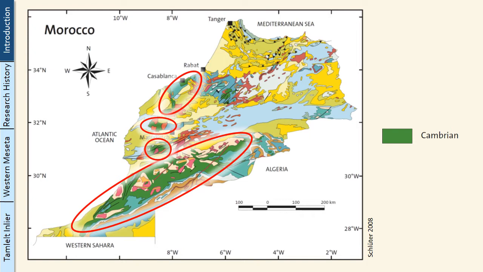I will do this by means of a narrative of the early research history and add a few remarks on the early research history in the Anti-Atlas and High Atlas up to about 1950. And finally, there will be a short characterization of the Cambrian in the Eastern High Atlas, the Tamlelt Inlier, which is poorly known and remained largely unstudied until about a decade ago.